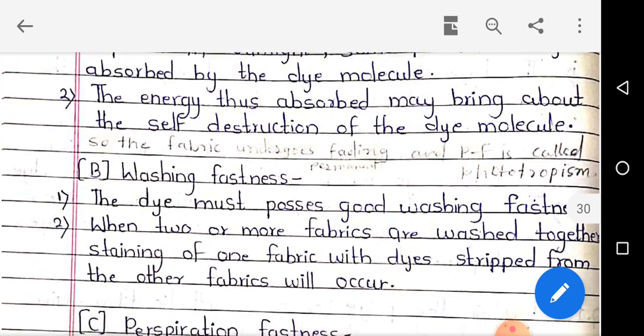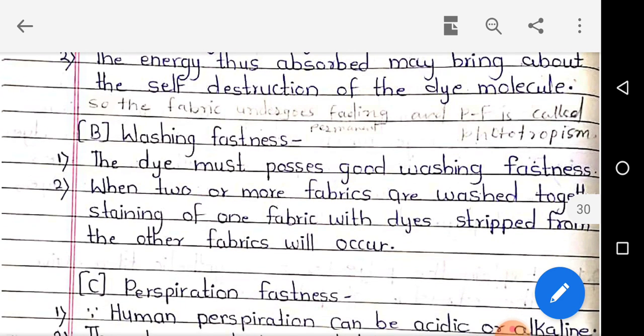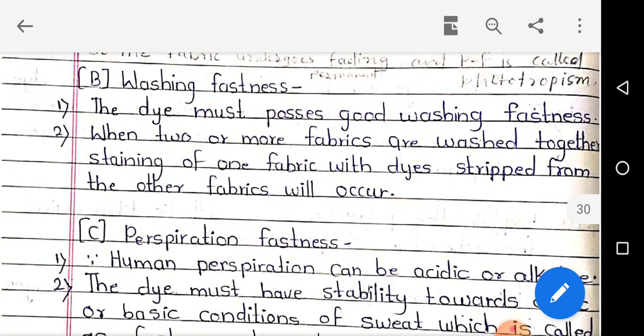Next one is the washing fastness. The dye must possess good washing fastness. When two or more fabrics are washed together, staining of one fabric with the dye stripped from the other fabric will occur.